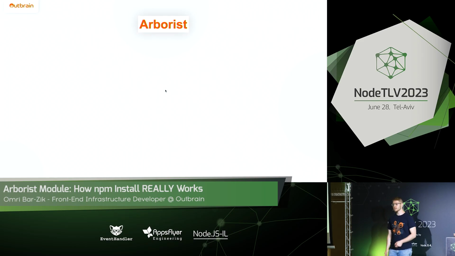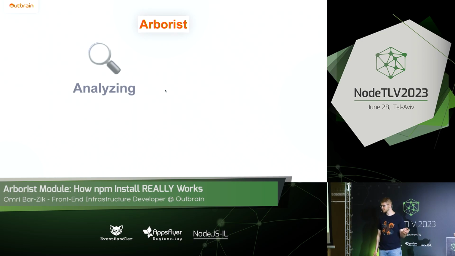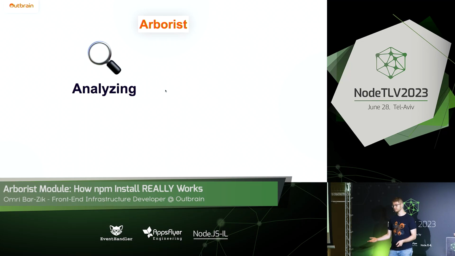First, every time you run npm install, Arborist will run, in general, these 4 steps. First, it will analyze your project. It will try to read your node_modules directory, your package.json, your package-lock, and even your yarn.lock if you have one. After it analyzes your repo, it will create a so-called actual tree.